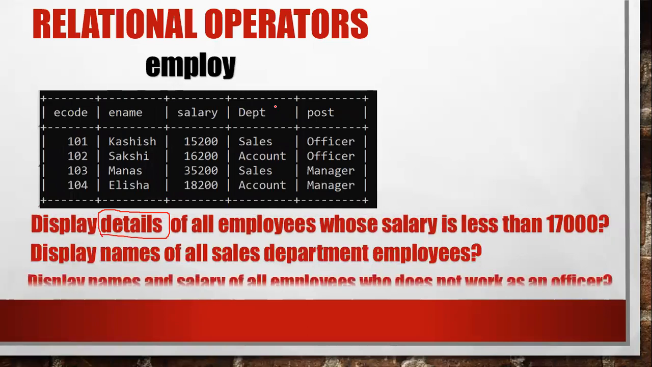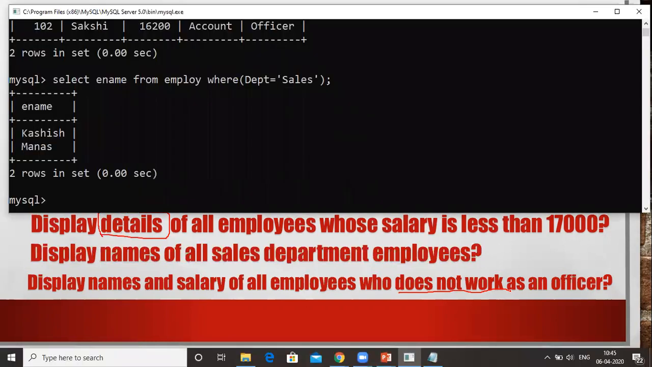Now there is one more query: display name and salary. In this case we want to view the name, that is ename, and the salary field of the employees who do not work as an officer. Okay, so in this case you can understand that does not work means we have to use not equal to.